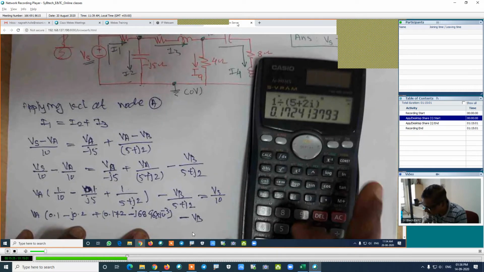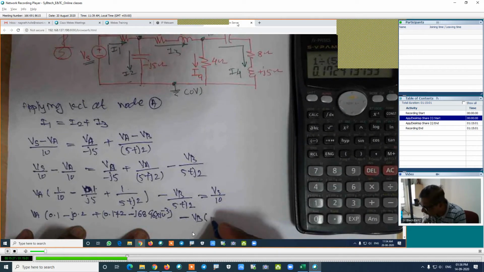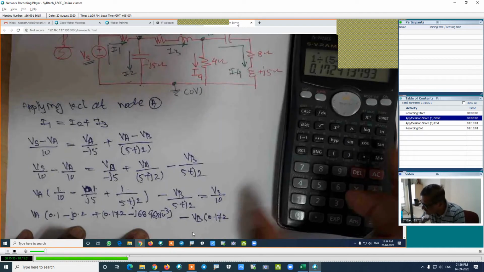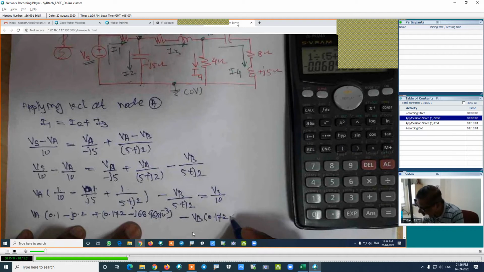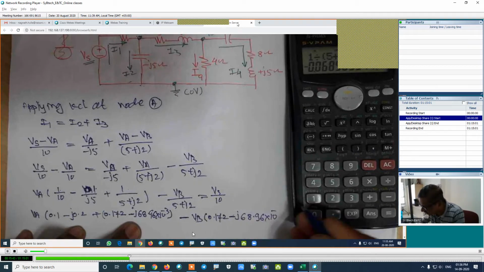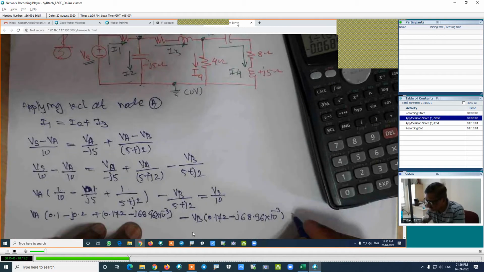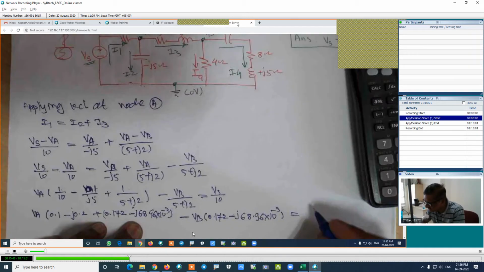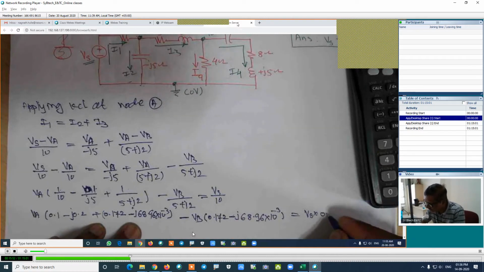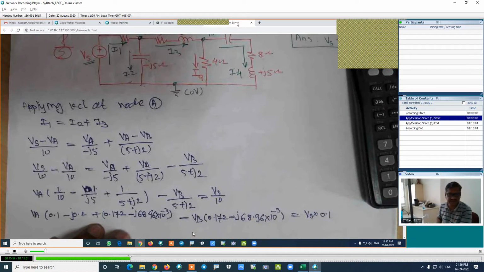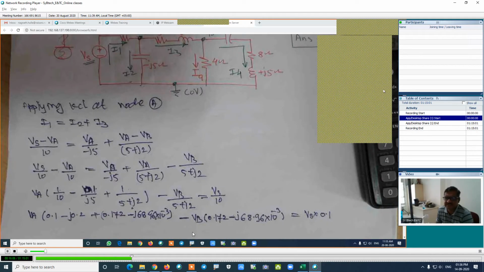That will give the real part, that is 0.172 is the real part. Shift and is equal to, that is the imaginary part, which is the same, that is minus j 68.96 into 10 raised to the power of -3. Is it right? Which is equal to Vs divided by 10, that is Vs into 0.1, which is 0.1 Vs. Is it right? Are you able to get this calculation?